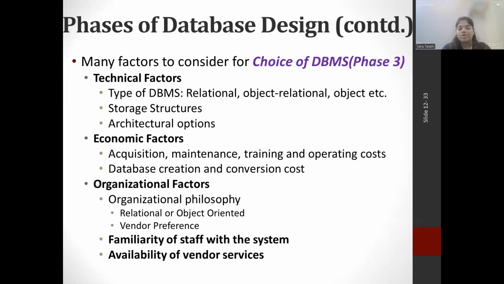Next, this is the third phase, which is the choice of DBMS. The technical factors include the type of DBMS, such as relational or object relational, which I explained earlier. Next are economic factors and organizational factors, such as familiarity of staff with the system and availability of vendor services. This basically is for the storage structure, how the database needs to be stored.